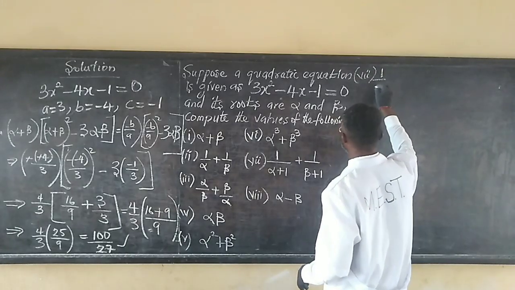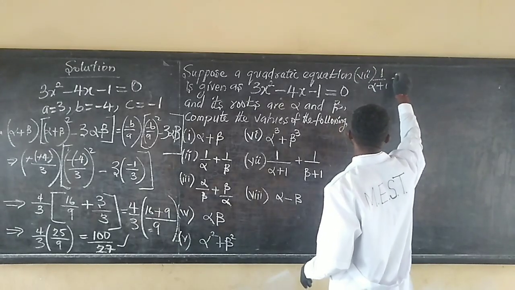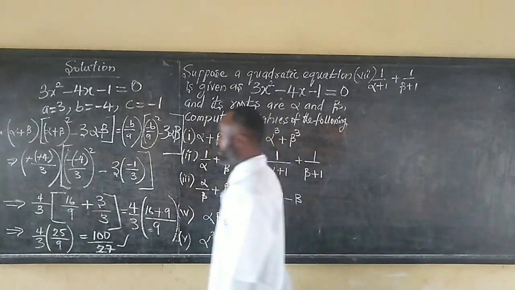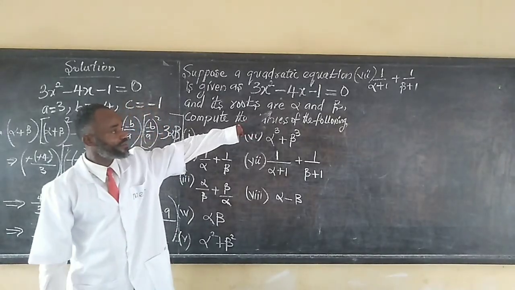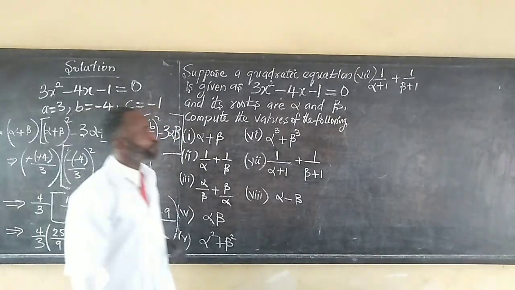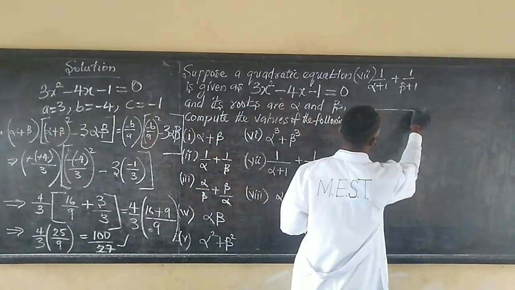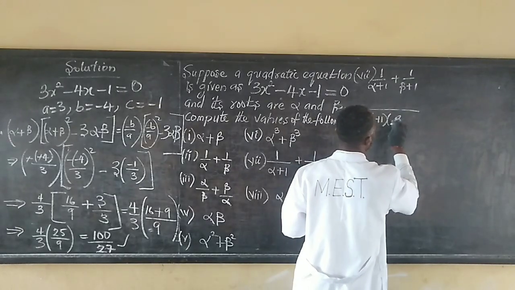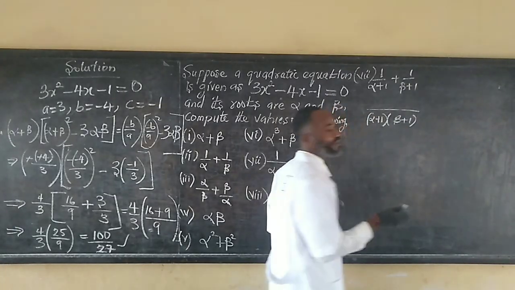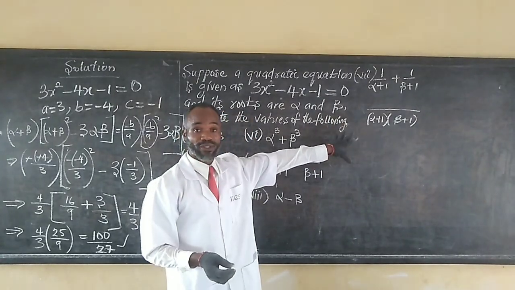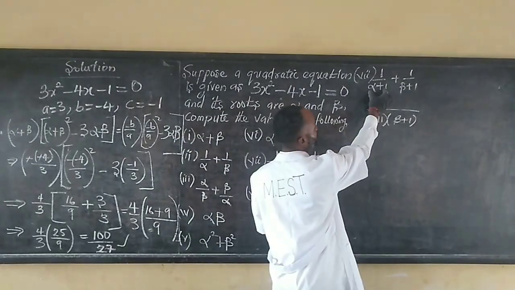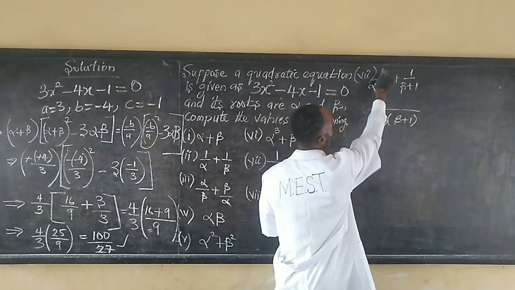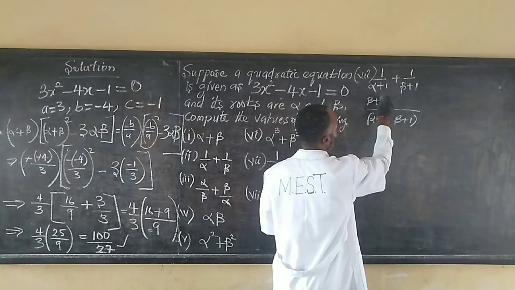Alpha plus 1 over... 1 over alpha plus 1, plus 1 over beta plus 1. Look at it very well. Just look at the question. What do we do? Very simple. Find the LCM. Of course, the LCM should be alpha plus 1 bracket beta plus 1, the product of the denominators. Now, if this divides, it will cancel this. This will remain. This times this is going to be beta plus 1.